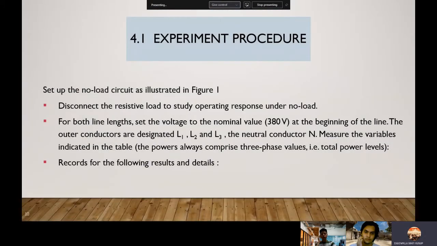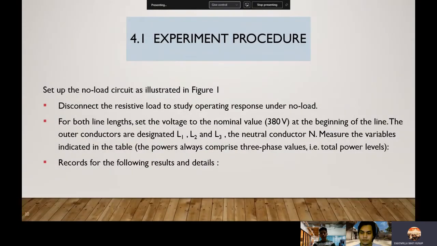Next is the experiment procedure based on the diagram given above just now. For this one, we set up the no load circuit as illustrated in figure 1 just now. This one. First, we disconnect the resistive load to study the operating response under no load.